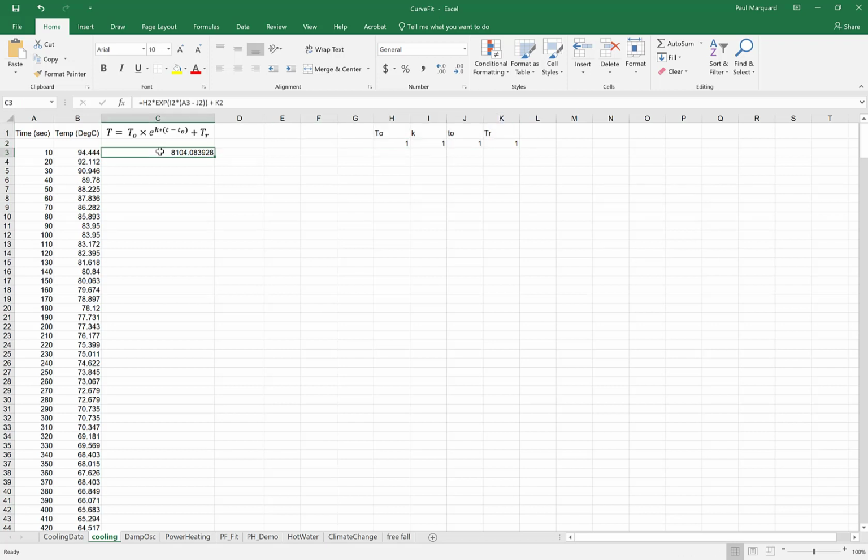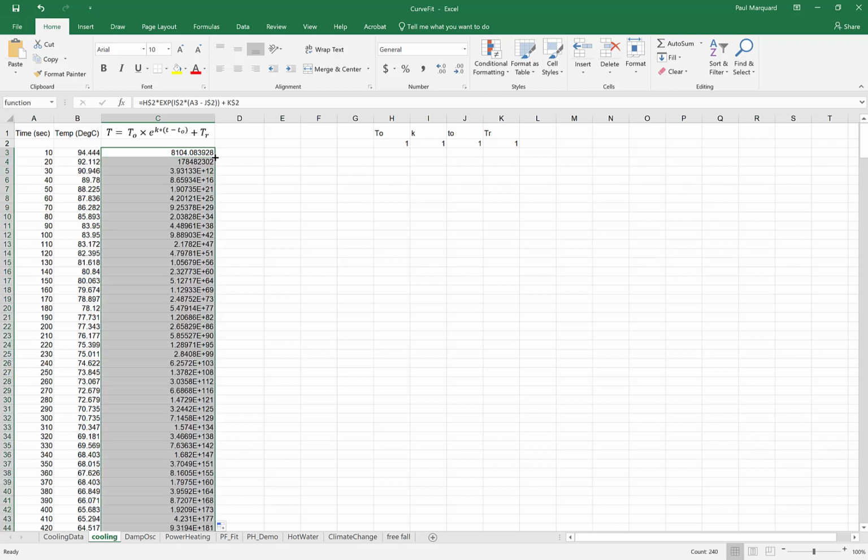All right, then I want to copy that down, but I have to be careful. I want to make sure that H2 is a fixed reference. I want I2 to be a fixed reference. That's all of these over here on the right-hand side. And then A3 is going to be a relative reference because as I pull that down, I want it to change to A4, A5, etc. J2 is a fixed reference. K2 is a fixed reference. All right, so there they are. So I just double-click this right-hand corner, and there are all of the values.